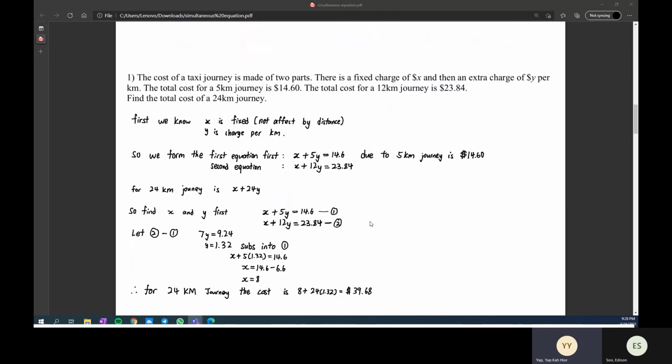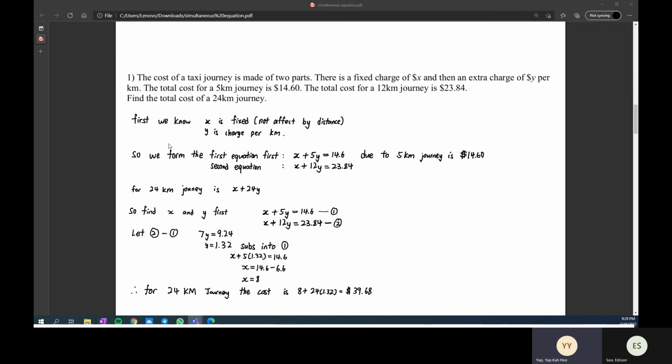The cost of the taxi journey is made of two parts. There is a fixed charge of X dollars and then an extra charge of Y dollars per kilometer. The total cost for a 5-kilometer journey is $14.60, and the total cost for a 12-kilometer journey is $23.84. Find the total cost of a 24-kilometer journey.